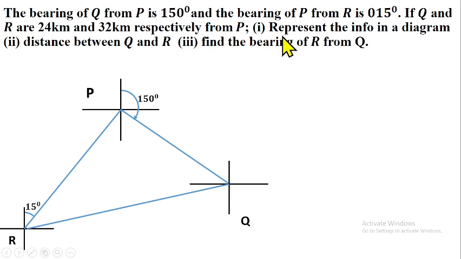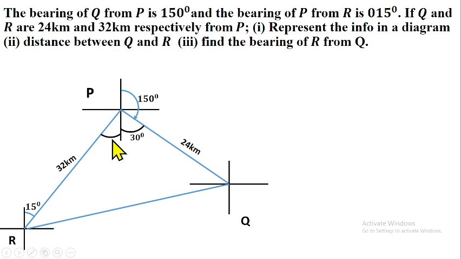Then also we are told that Q and R are 24 kilometers and 32 kilometers respectively from P. Q is 24 kilometers from P, so this side will be 24 kilometers. R is 32 kilometers from P, that means this side will be 32 kilometers as well. So we have to find the distance QR, which is this side. But before we can do that, we need to get an angle in the triangle. And where do you think we can get it? We can get it here. How? This angle here is alternate to this angle here. And if this angle here is 150, we can get the remaining angle that is here. So from here to here is 180. That means this angle here should be 30 degrees.